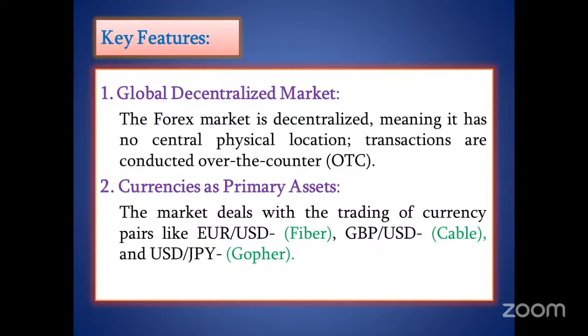Or else USD and the Japanese yen, JPY. That is known as a copper. So copper or fiber or cable is a name for a particular country's transactions. When two countries are trading, there is a name for the particular currency pair being exchanged between the countries. So currencies are the primary asset and a key feature of the forex market.